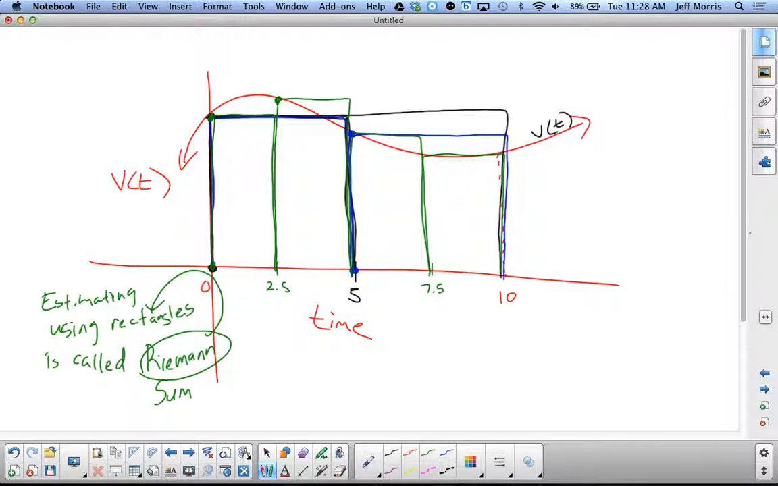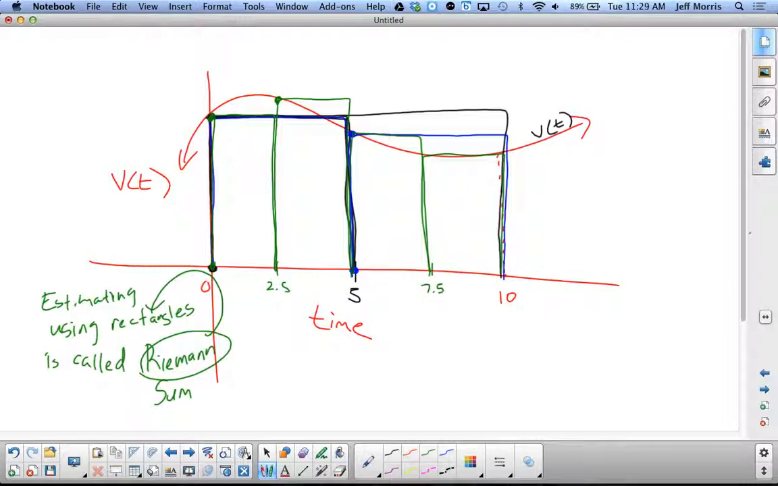The only time they won't say Riemann is when they want something other than rectangles, and then they're going to tell you exactly what they want. The only other way to do it is with trapezoids. They won't say Riemann sum in that situation. They'll say use trapezoids. It's called the trapezoidal rule or use trapezoids.